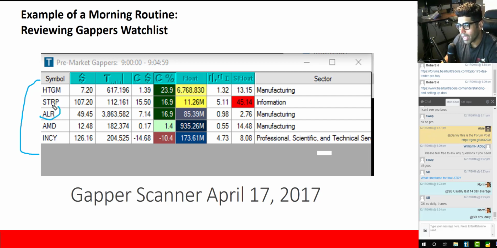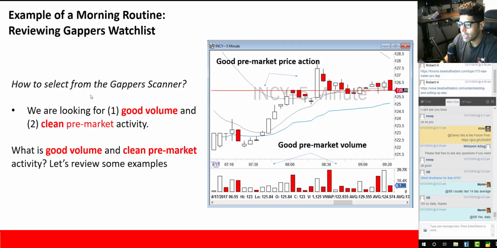So for example, ALRR, the price is 49.45 and there are 3.8 million shares float. 3.8 million shares volume, gapped up 17%. But we have to check it out, see what's going on. Why is there such heavy volume just by 9 o'clock in the morning? It's really important to go and actually look into that. So what we do is we look at the pre-market and go through each of them one by one.